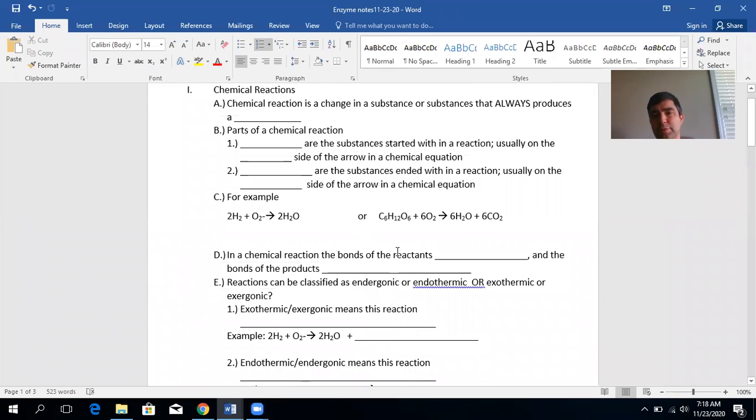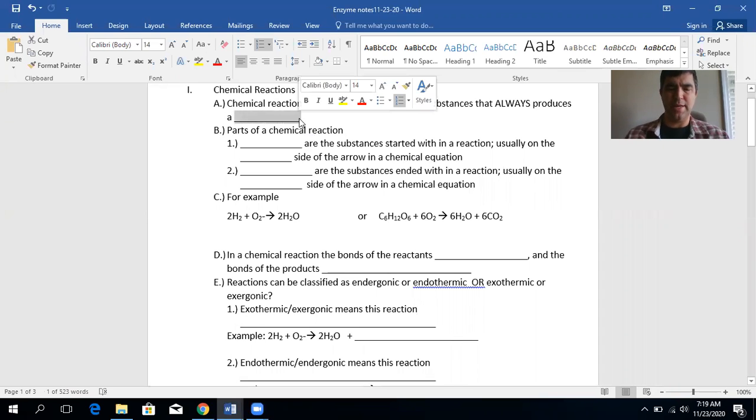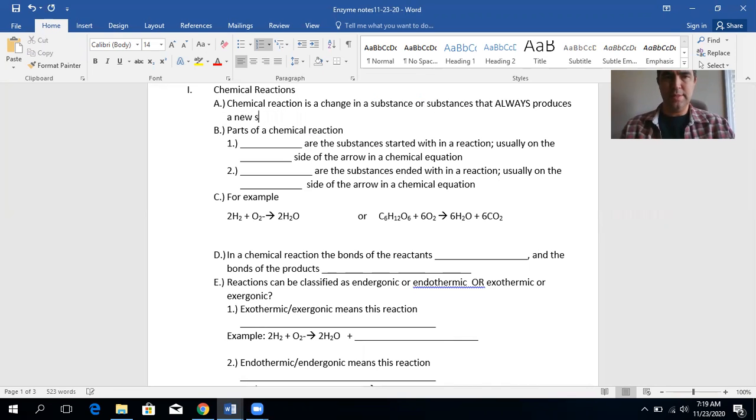We are talking about chemical reactions. Again, you've already done your bell ringer about chemical reactions, and so let me talk to you about this a little more here. A chemical reaction is a change in a substance or substances that always produces a new substance. Yes, you should have written a new substance, and you've had a little bit of this. I know you had this in eighth grade with whoever you had for science, with physical science, because you talked about chemical reactions or chemical changes.